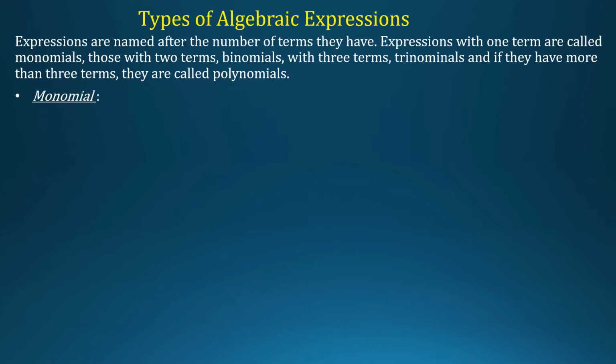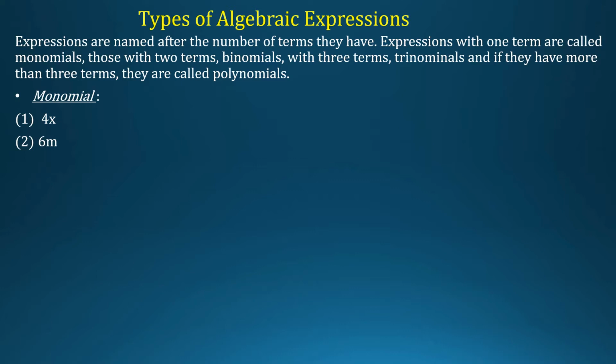Examples of monomial, binomial, trinomial and polynomial are: the first example of monomial is 4x. Second is 6m. These two are examples of monomial.